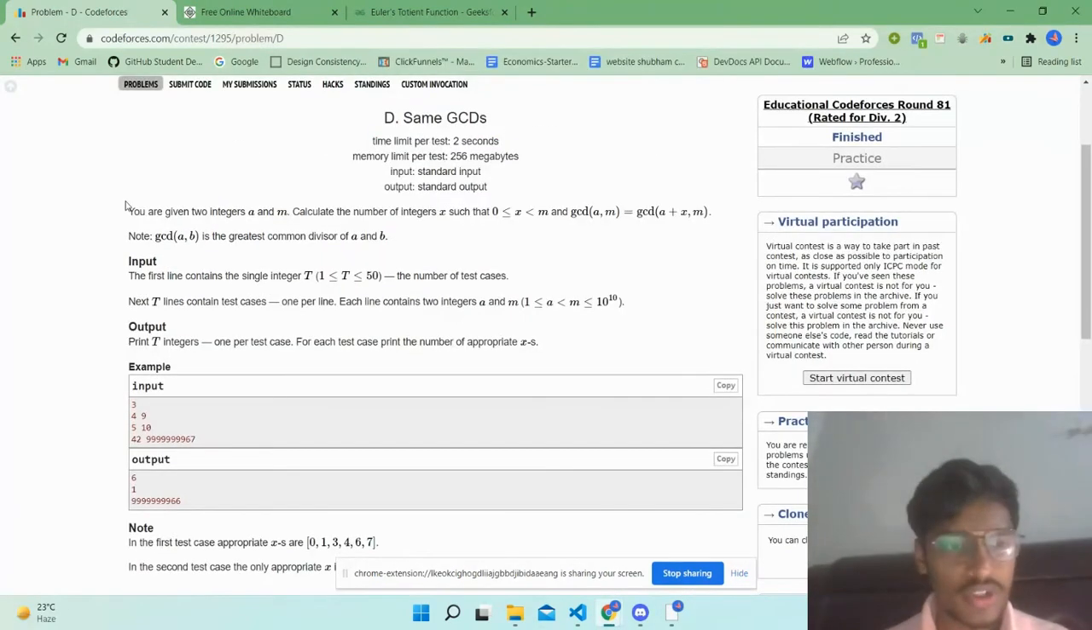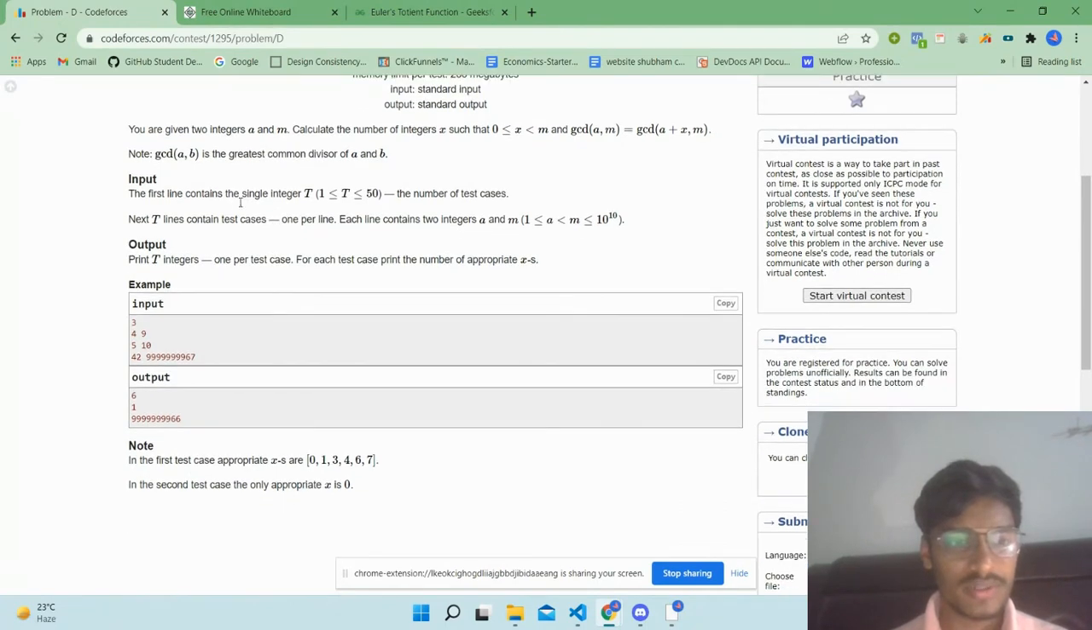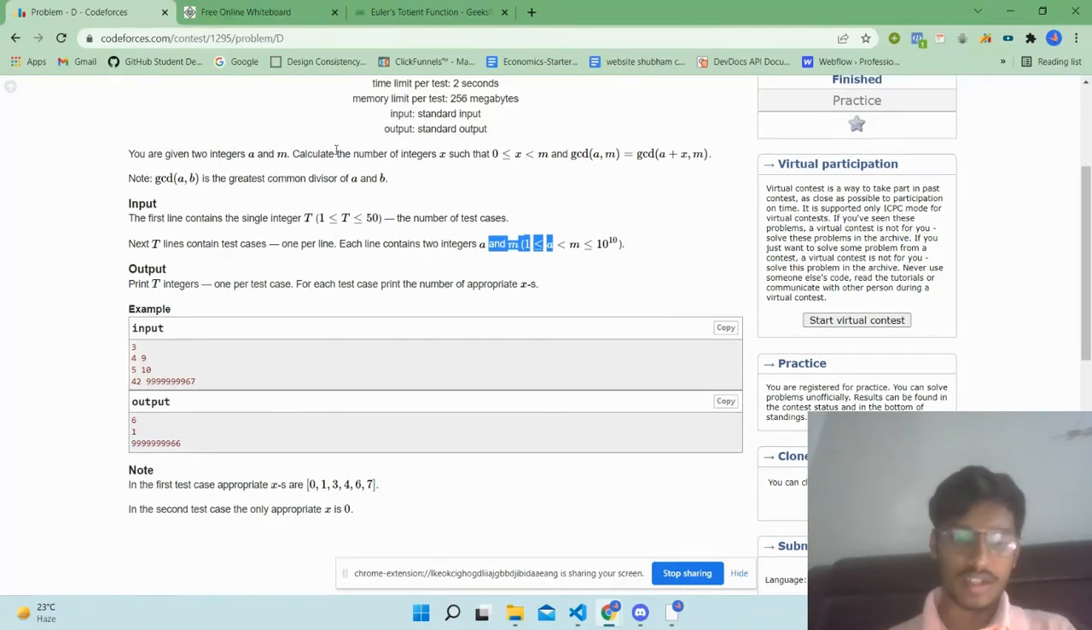So here is the question. You are given two integers a and b. Calculate the number of integers x such that the GCD of a, b is the same as the GCD of a plus x, b, and the constraint on x is from 0 to m. You all know what GCD is, right? So no need to read that. The input is a number of test cases, and then just the integers a and b. What we have to output is the count of integers x from 0 to m which satisfy that equation.